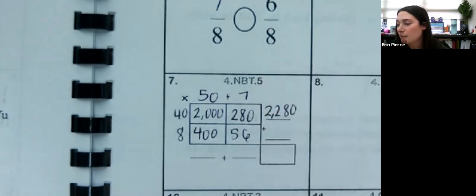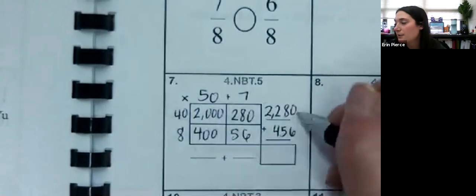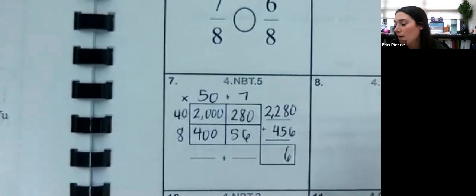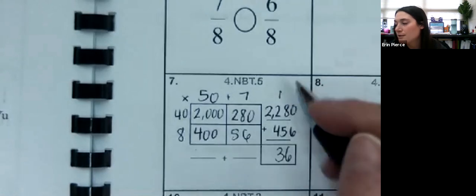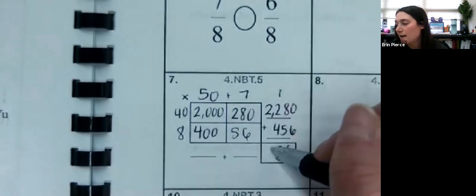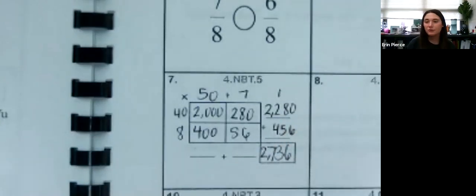Okay, 2,000 plus 280 is 2,280. 400 plus 56 is 456, because remember we have to add across, and then I add going down. 0 plus 6, 6. 8 plus 5, 13. 1 plus 2 is 3, plus 4 more is 7, and then 2 plus 0 is 2. You get 2,736. I know it's kind of jammed in there. Good question. I like to go over those ones.